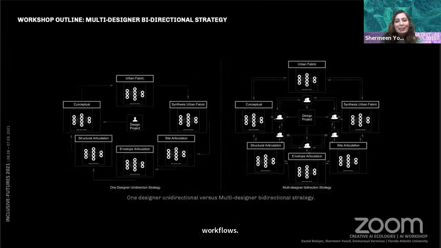So instead of the left side part of the diagram where we have one designer controlling AI models in what we call one designer unidirectional strategy, in our workflow we have the right side part. We have a more complex process where we have multiple designers, human agents, and multiple AI models, and it's a bi-directional strategy, so it's more complex.